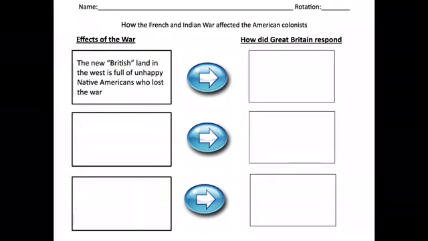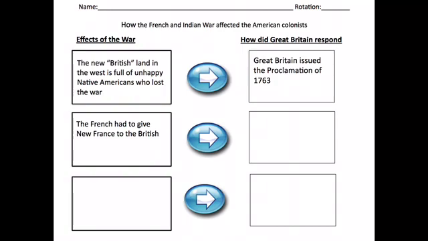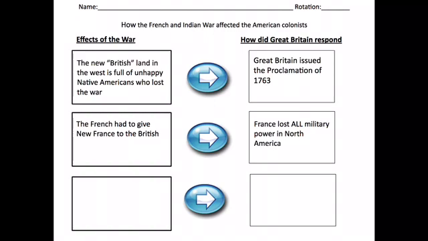So not only did they send British soldiers to live in the new land to secure it and protect the colonists from the Native American attacks, but they also issued something called the Proclamation of 1763. We will dive deeper into that one in just a moment. So let's continue on our chart of the effects of the war. The French had to give up New France to the British, so the French lost all military power in North America. They no longer have a strong military presence in North America.